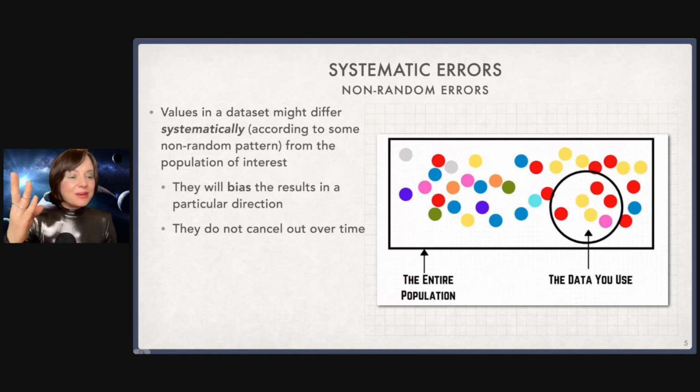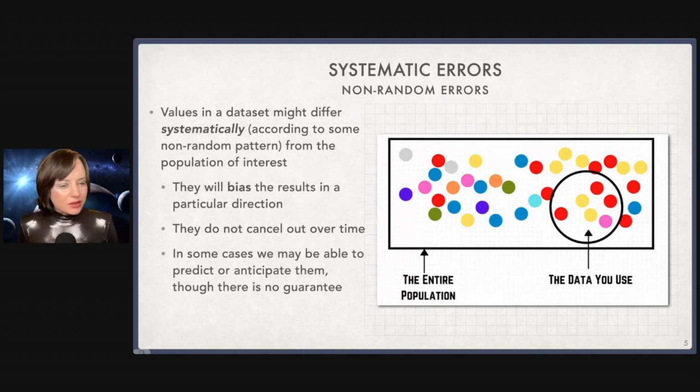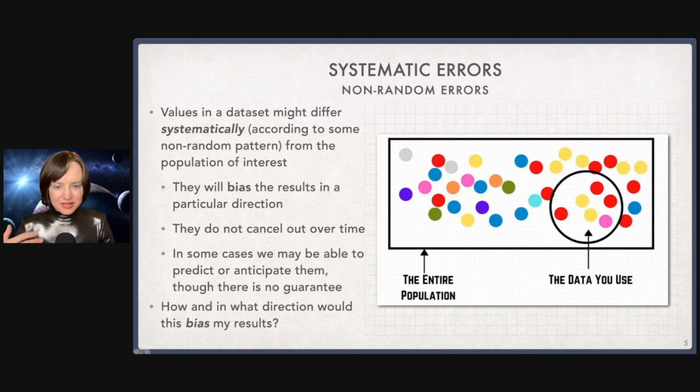So if I systematically am overcounting steps, my results are going to make it look like everyone is walking more than they are. Importantly, and often, we want to try to anticipate, maybe predict, maybe work around them, but there's no guarantee. What we want to ask is, if I think there's selection bias or systematic error, how and in what direction would this bias my results? It's not enough to say, this data is biased. This data is biased because we might systematically be overestimating how many steps someone takes in a day.